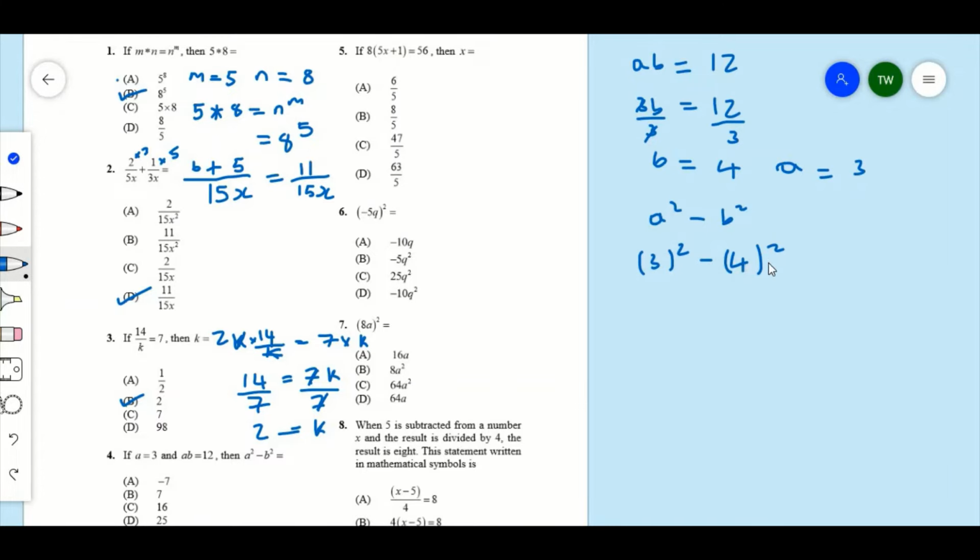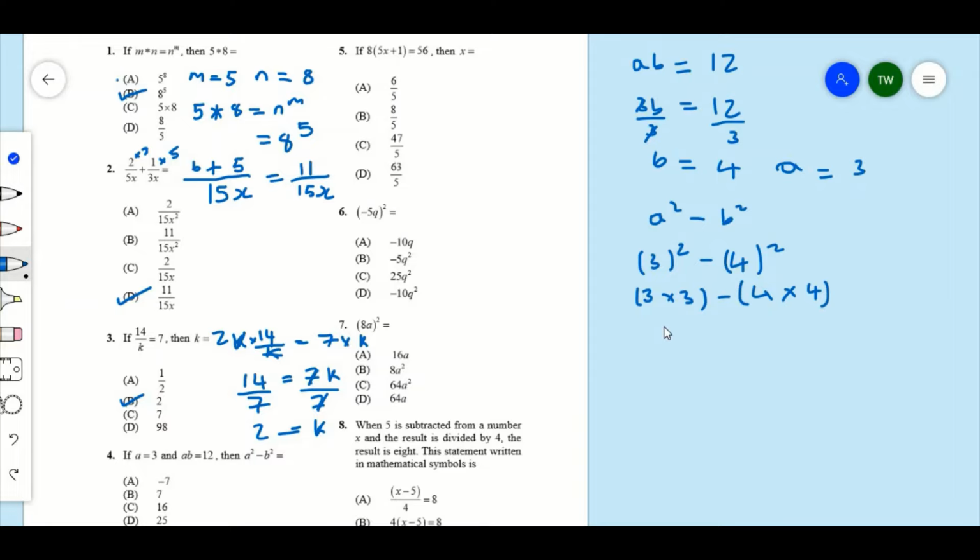Now remember that 3 all squared does not mean 3 times 2, and 4 all squared does not mean 4 times 2. Here the power is telling you how many times to multiply the base. So what this means is that you must multiply 3 by itself. So it's going to be 3 times 3, put that in a bracket, minus 4 times 4.